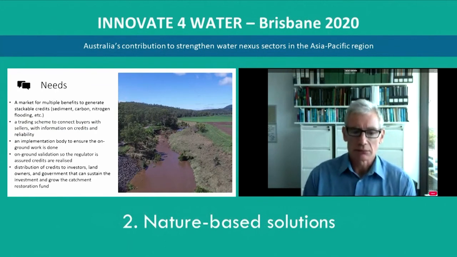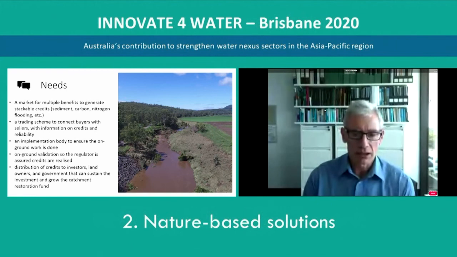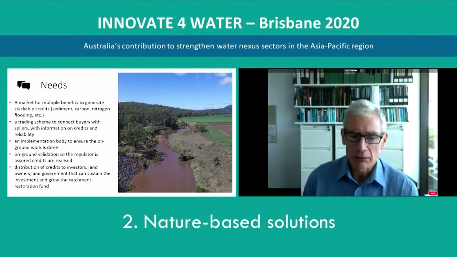So the needs: it's a multiple market. It has to be done as a multiple market with stackable credits to make it feasible. Sediment, carbon, nitrogen, flooding, and biodiversity. A trading scheme to connect buyers with sellers. An implementation body to ensure the work is done. On-ground validation with a regulator, and a distribution of credits to investors, landowners, and government to be able to sustain the fund and grow that fund, that catchment restoration fund. Next slide.